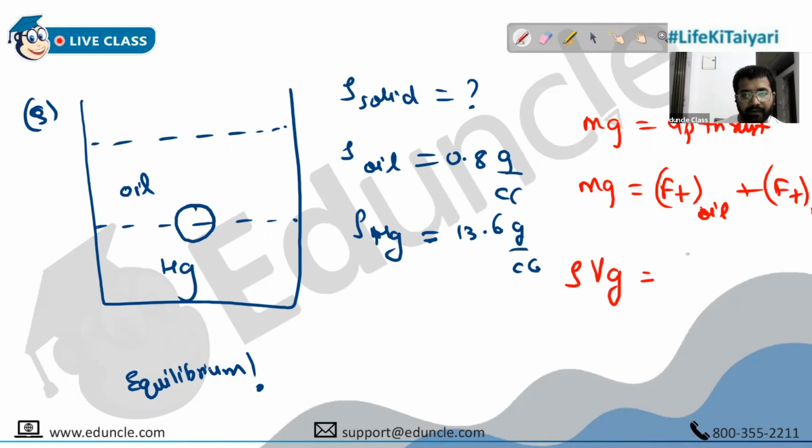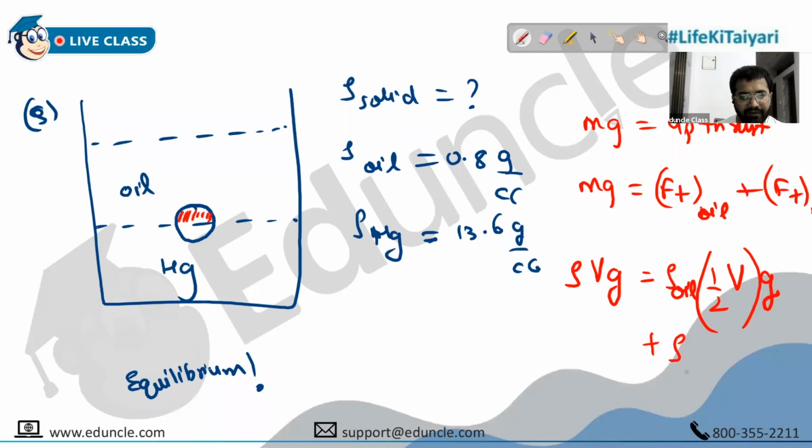Mass is density into volume into gravity. Upthrust of oil, that's density of oil. What is the volume of oil? Half of the sphere, don't you think? This is the volume of the liquid displaced in the oil. Half, exactly half, people. Half of the volume, into gravity. Tell me if you have any questions right now. Upthrust is weight, weight is mass into gravity, mass is density into volume. Density of oil is rho of oil, and the volume of the liquid displaced will be half of the sphere.